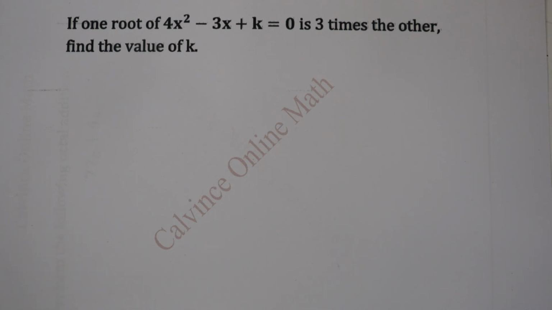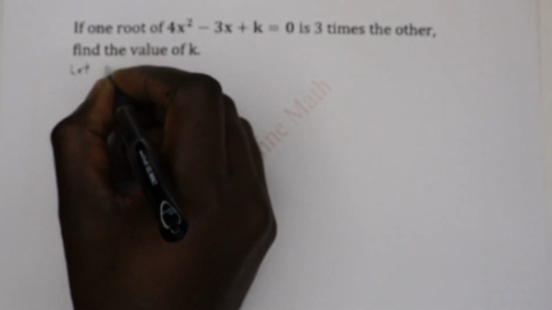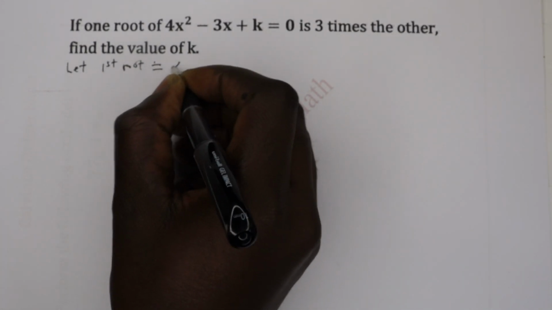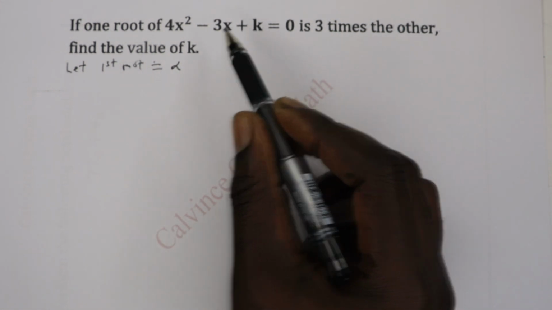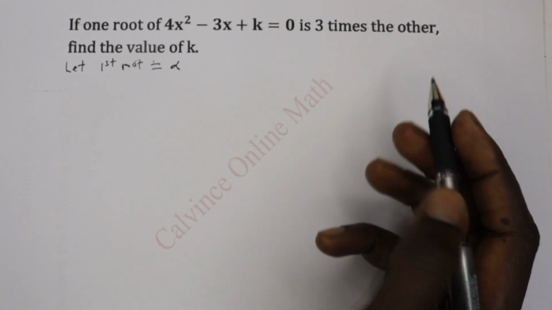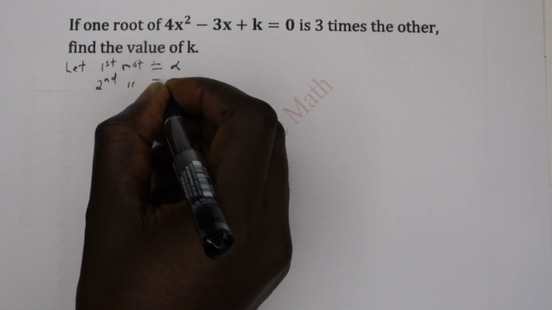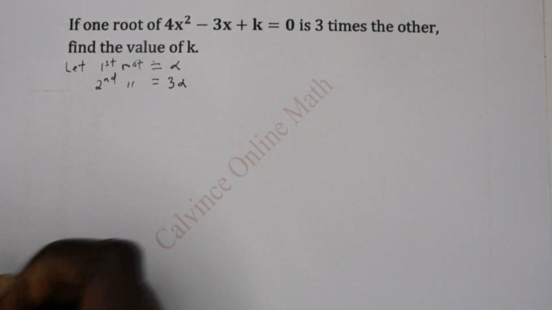First of all, we are going to identify the roots. We're going to let the first root be equal to alpha. And remember the relationship that one root is 3 times the other. So it means, therefore, that the second root is 3 times this, that is 3 alpha. So we have the two roots.